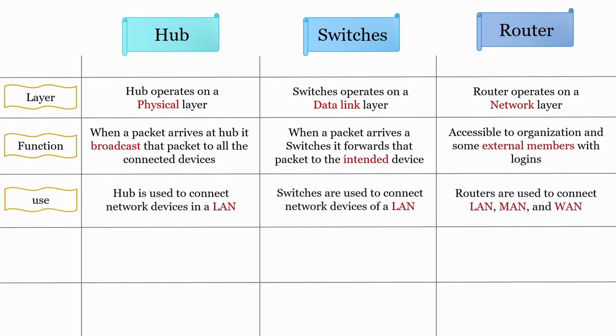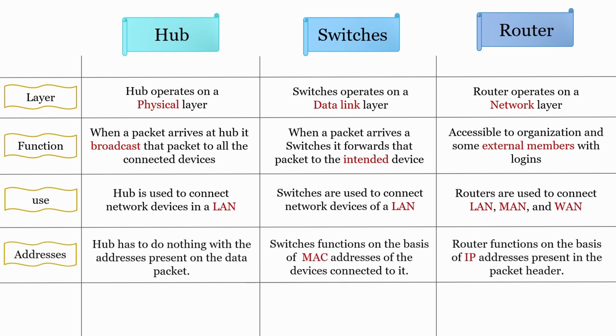If we talk about the use, hub and switches are used to exchange data within their own local area network. However, routers are used to exchange data outside their own local area network, such as to other LAN or MAN or WAN. If we talk about addresses, hub has nothing to do with the addresses present in the header of the data packet. However, switch functions based on the MAC addresses of the devices connected to it. Router functions on the IP address present in the header of any data packet.